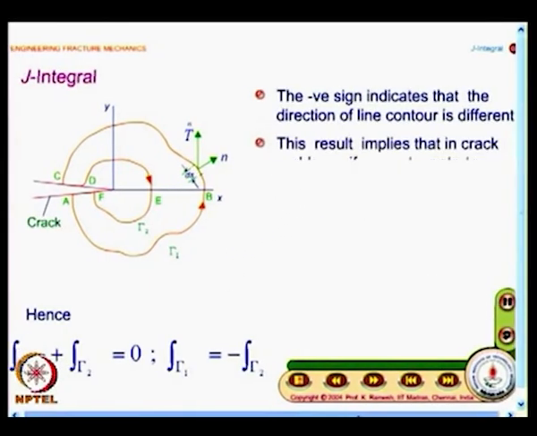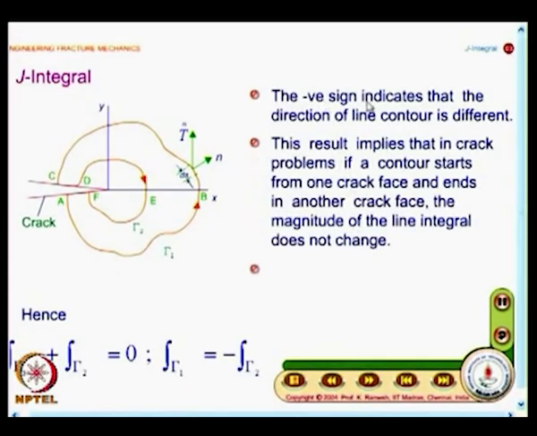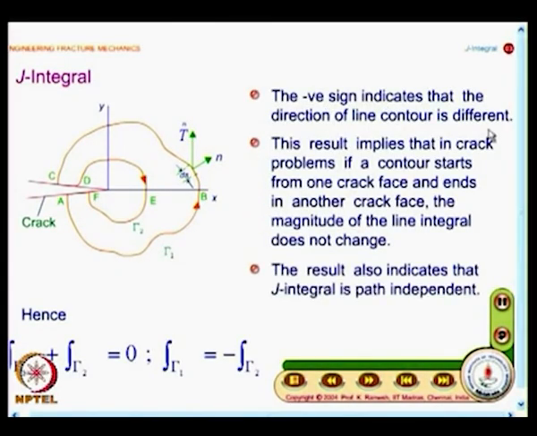That is what is summarized here. The negative sign indicates that the direction of line contour is different. This result implies that in crack problems, if a contour starts from one crack face and ends in another crack face, the magnitude of the line integral does not change. We have already seen what is the expression that you would write for this integration, that is not written here. You have two terms, one involving strain energy, another involving traction. We will see that later.